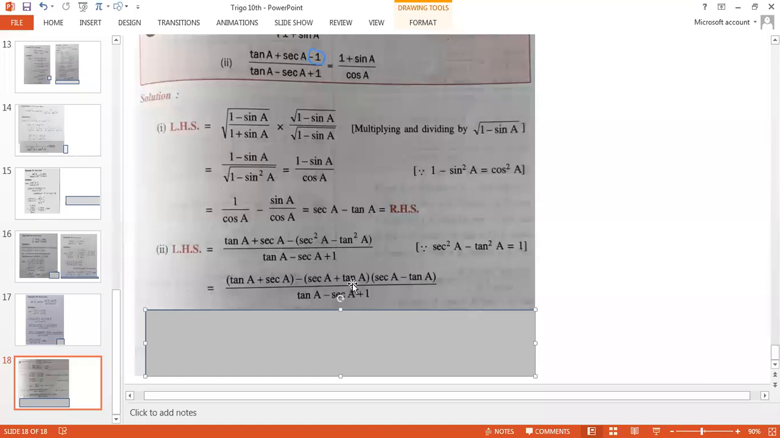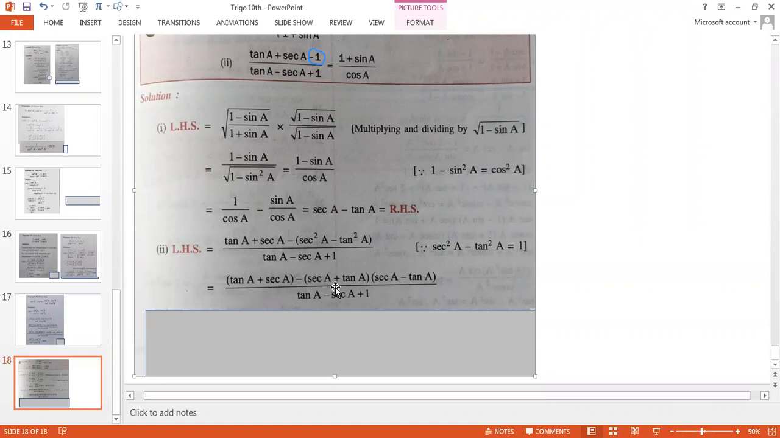That will become (sec A plus tan A) into (sec A minus tan A), and the whole thing upon tan A minus sec A plus 1. I hope you understood till here. Everything? Any doubt, student? I hope no doubt. Now, student, it's time to do factorization.